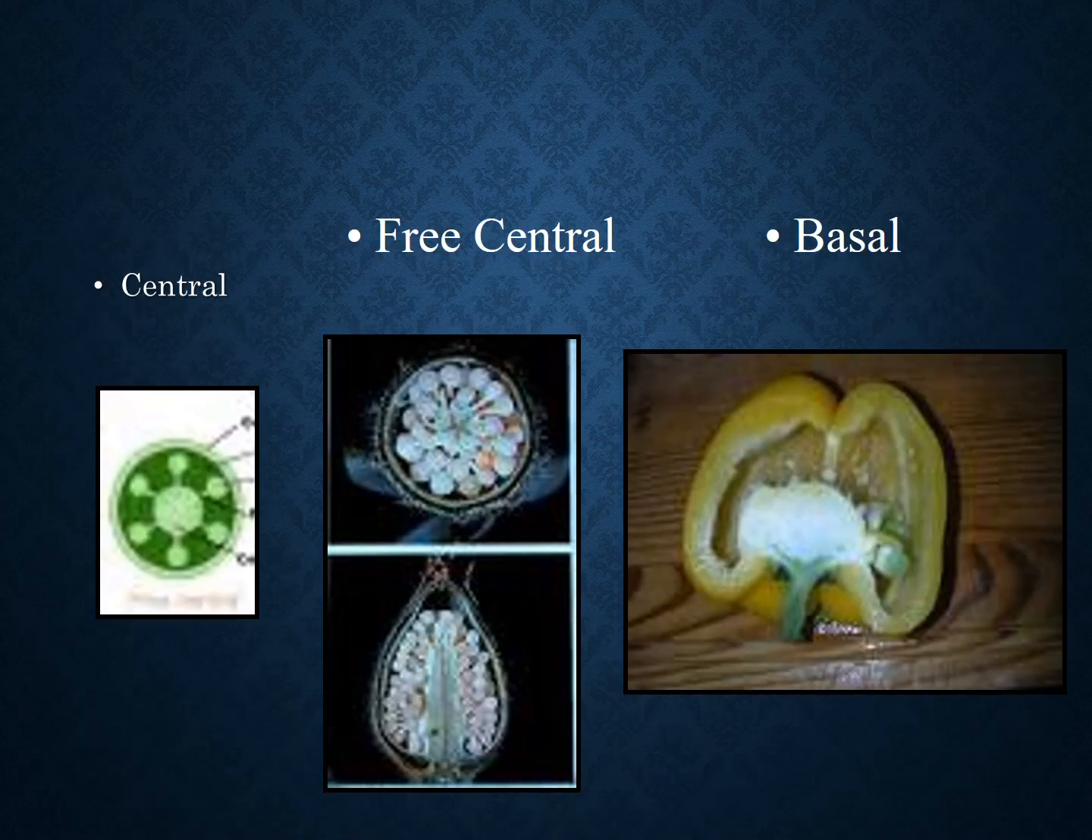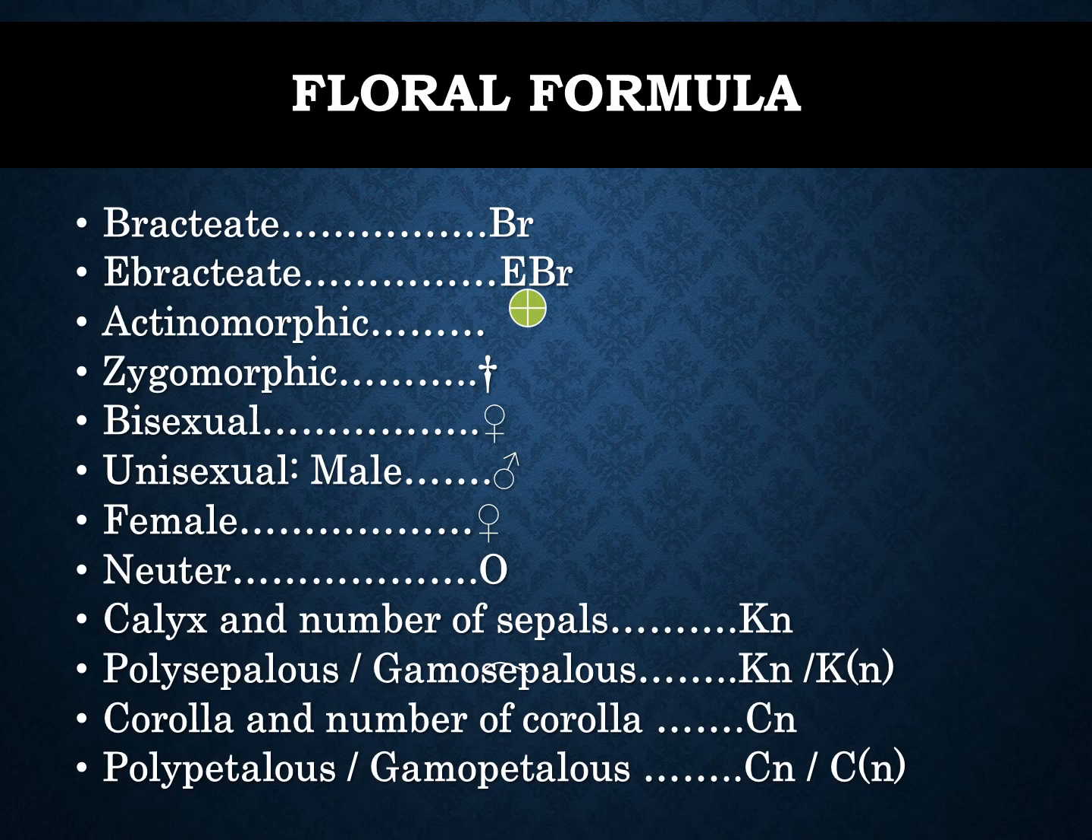This picture shows the central, free central and basal types of placenta. To write a floral formula of any plant or any family, you will use symbols for representing different characteristics, from bracts, ebracteate, actinomorphic, bisexual, to the calyx, corolla, etc.